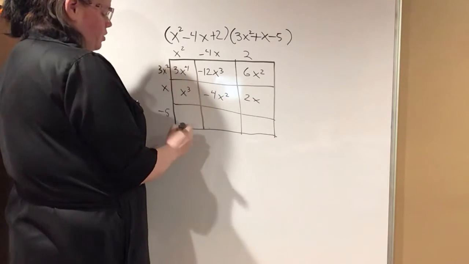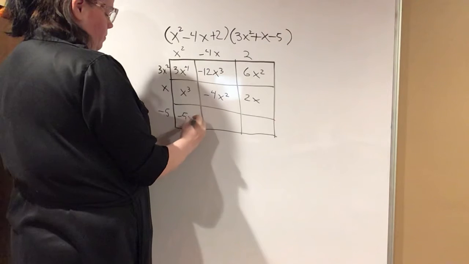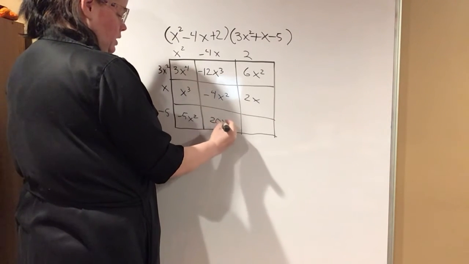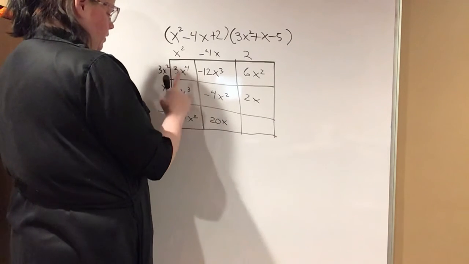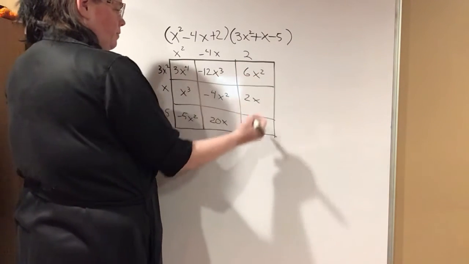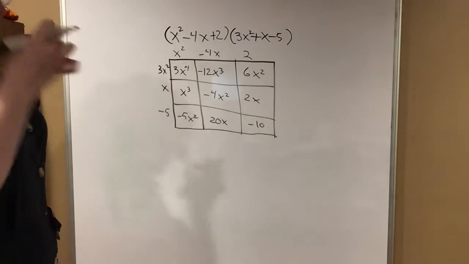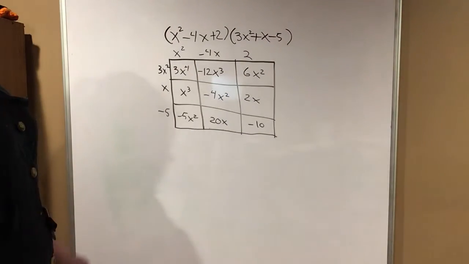Negative 5 times x squared is negative 5x squared. Negative 5 times negative 4 is 20x, because that's positive, negative and negative. Negative 5 times 2, negative 10. So, let's combine some like terms.